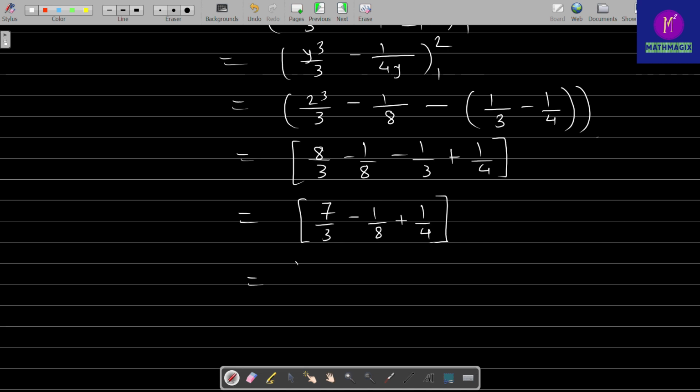So this is equal to 7/3 plus 1/8. And if I solve this, I'll get the final answer as 56 plus 3, that is 59/24.